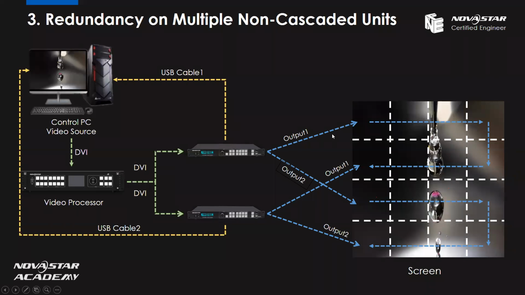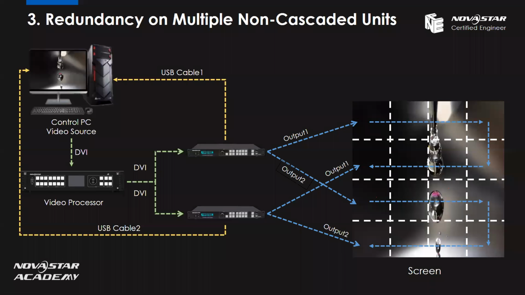And let's check the LED part. Port 1 of the primary still connects the first part of the LED screen, and port 2 of the primary connects the second part of the screen. And the same for the backup device. Port 1 connects to the last panel of the primary port 1, and the backup port 2 connects to the last panel of the primary port 2. So only the USB cable right here will be the different.